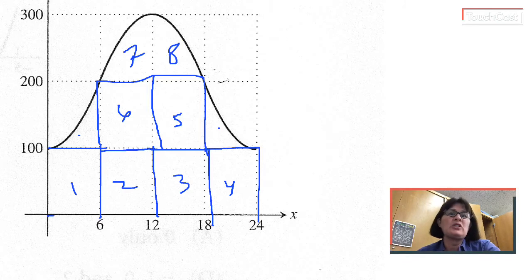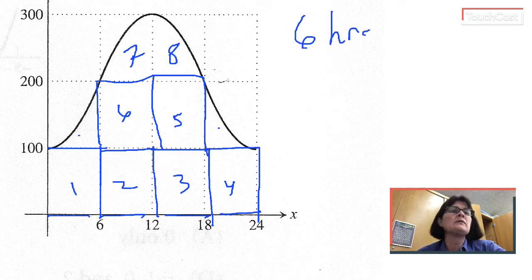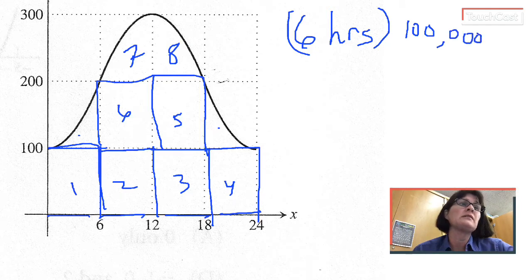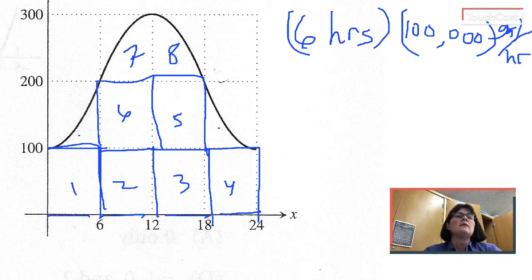So about 8 boxes fit in, but let's figure out what the units on each one of those boxes is. It looks like each box is 6 hours wide, 6 hours, and each box is 100 tall. But what are the units on the axis? We were told that that's measured in thousands of gallons of cola, so thousands, and that's gallons per hour. And I have 8 of those boxes that fit.